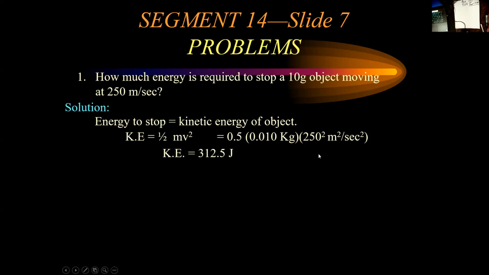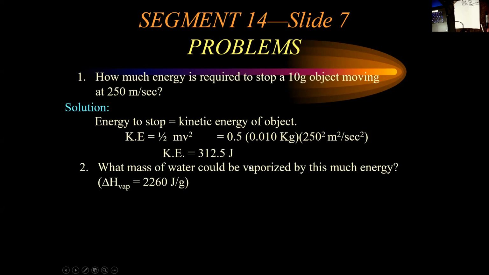And then you don't have to do this. You don't have to memorize that kinetic energy is kilograms meters squared per second squared. As long as you put the numbers in SI units, the answer you get will be in SI units. What mass of water could be vaporized by this much energy? Heat of vaporization of water is 2,260 joules per gram. It's a very high heat of vaporization. That's really, really good.